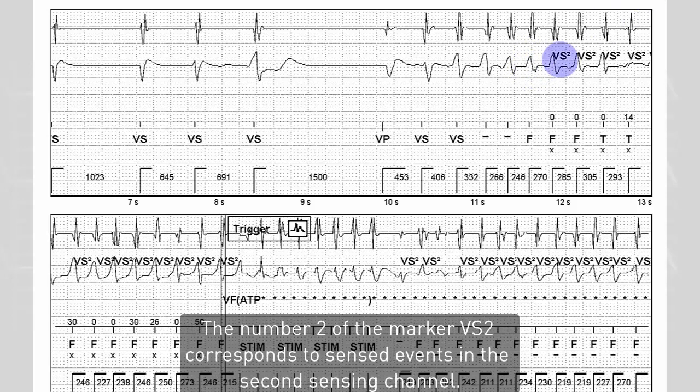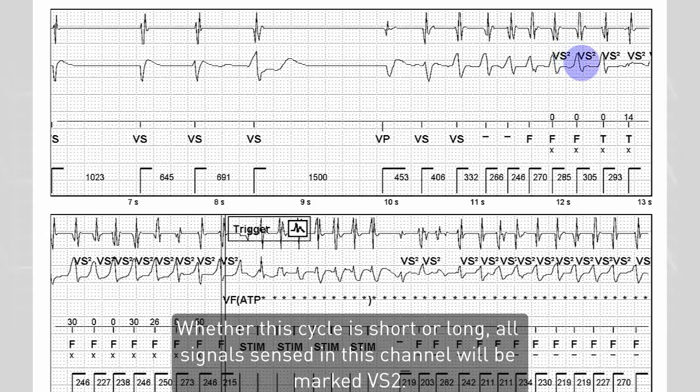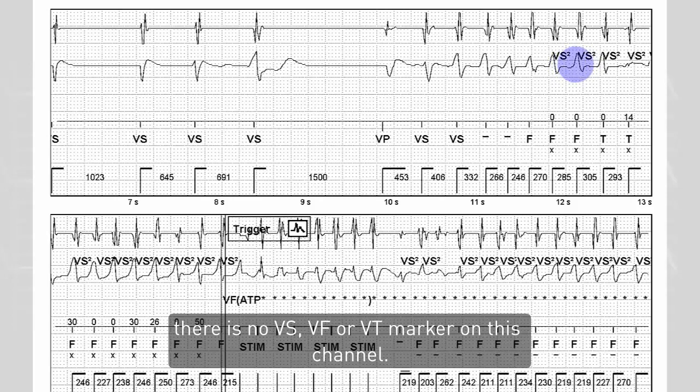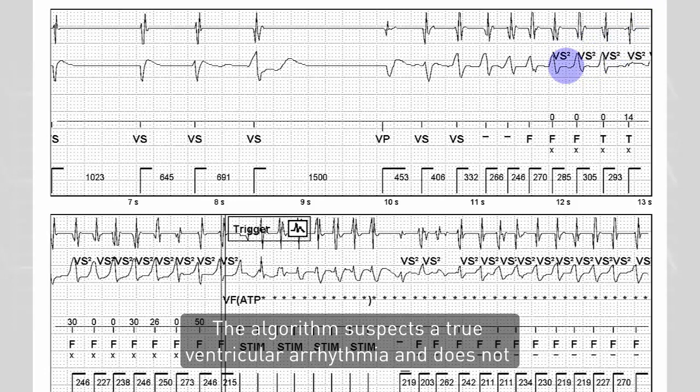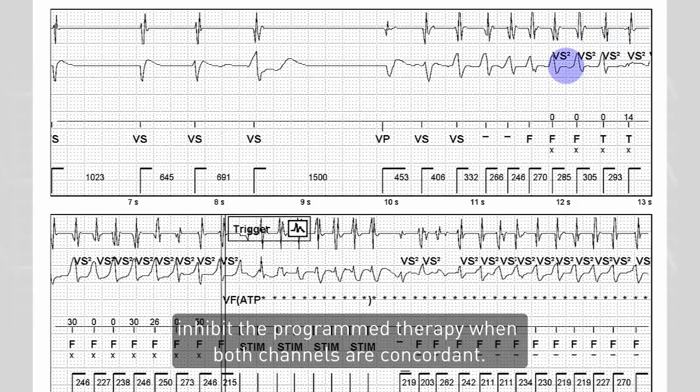The number 2 of the marker VS2 corresponds to sensed events in the second sensing channel. Whether this cycle is short or long, all signals sensed in this channel will be marked VS2. There is no VS, VF or VT marker on this channel. The algorithm suspects a true ventricular arrhythmia and does not inhibit the programmed therapy when both channels are concordant.